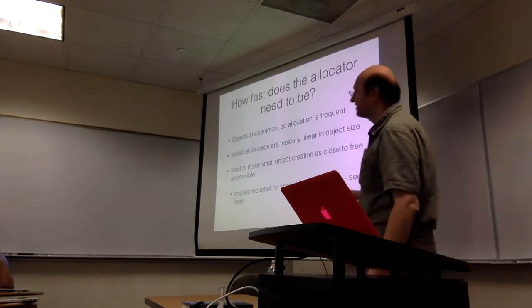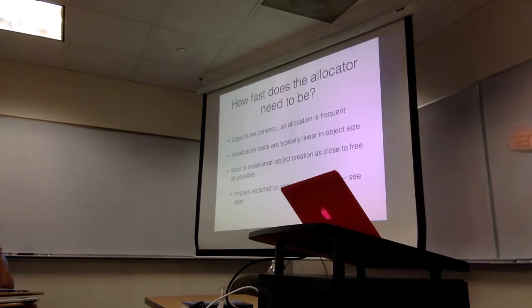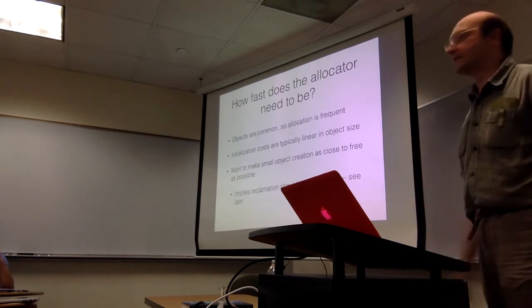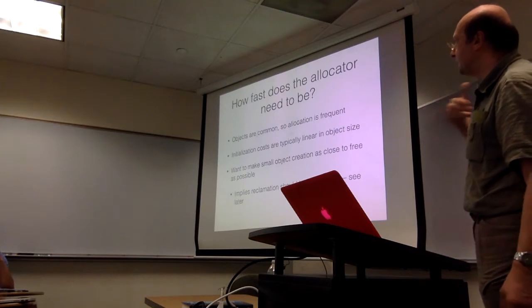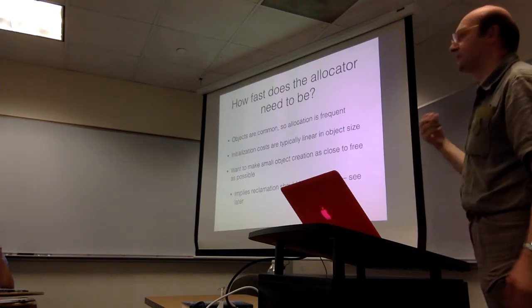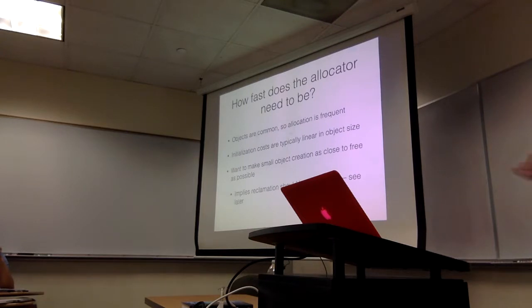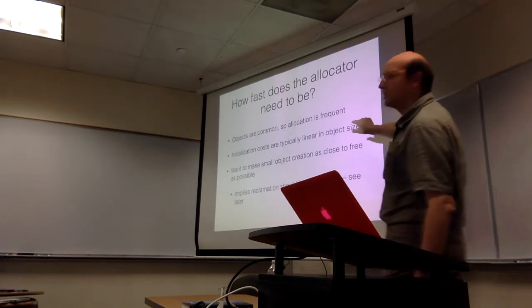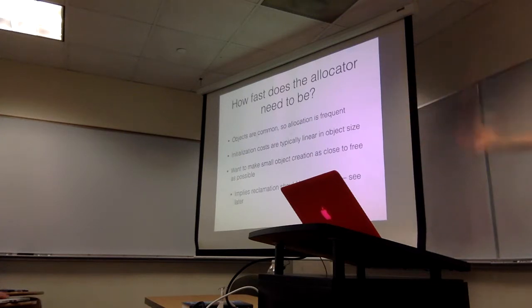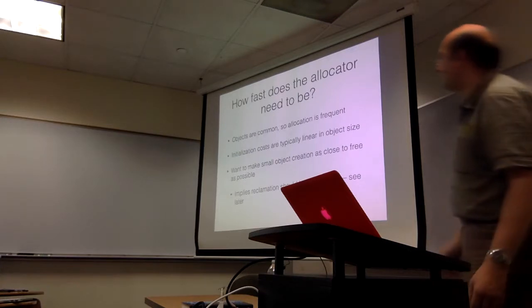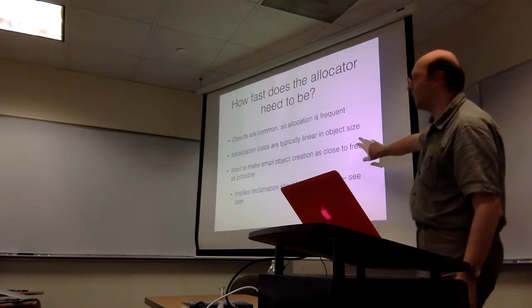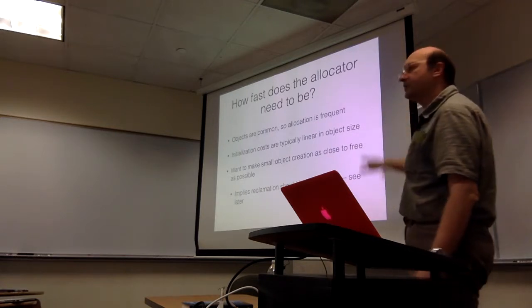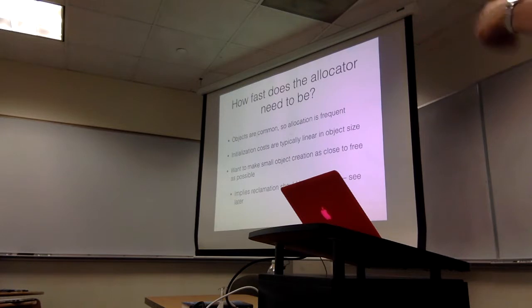Now, how fast does the allocator need to be? Is this important? And actually it is. In any object-oriented language, objects are common, so allocation is frequent. Allocation is happening all the time. Now, it's worth remembering that initialization is typically linear in the object size. The bigger you make the object, the more it's going to cost you to zero it out or set it up before it can be used. And so the pressure is to making the small objects cheap to make, as close to free as you possibly can. So very light costs for allocation and very efficient reclamation when it comes to recycling that memory too.